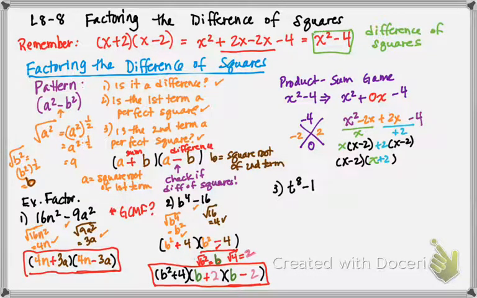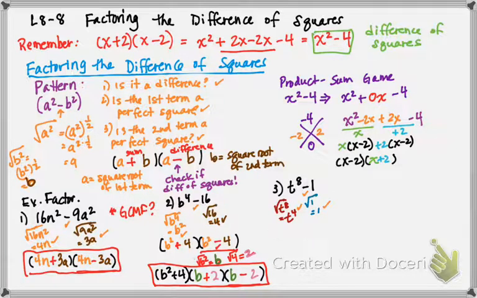So we need to go through our process. It's a difference, so then I can consider other factors. All right, can I take the square root of t to the 8th? Well, yeah, half of 8 is 4, so I get t to the 4th. And then can I take the square root of 1? Yeah, absolutely, square root of 1 is 1. Okay, so we have yes, yes, yes. So, two binomials.